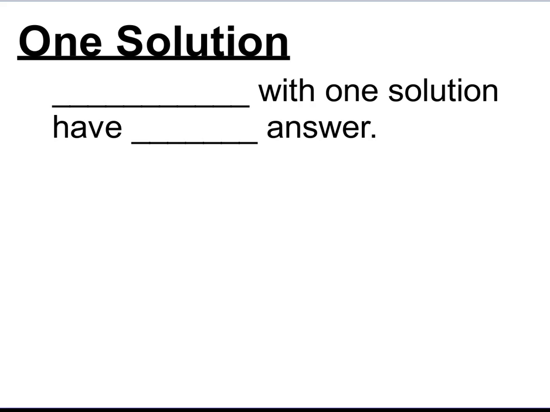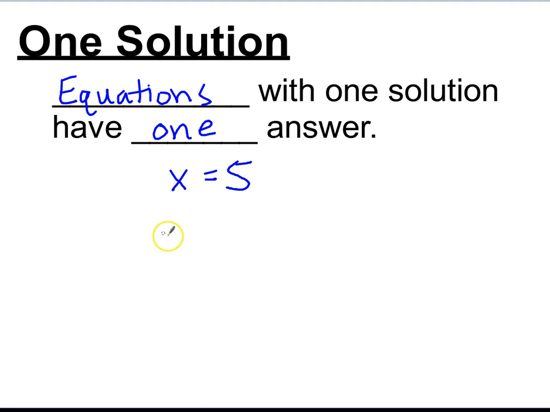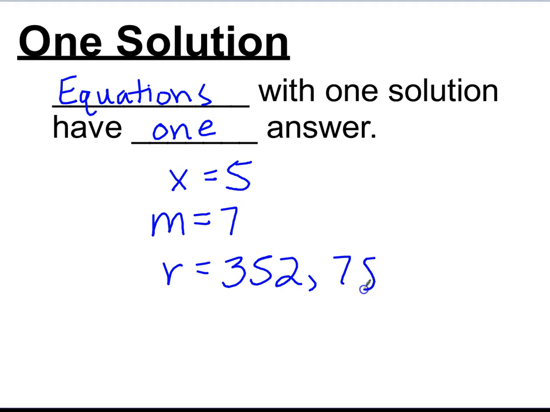All right, let's go over some vocab. So, one solution. The definition of one solution is equations with one solution have one answer. So that means you're going to end up with like x equals 5, or m equals 7, or r equals 352,783. You have a variable, and on the other side you have a number. That means you have one solution.